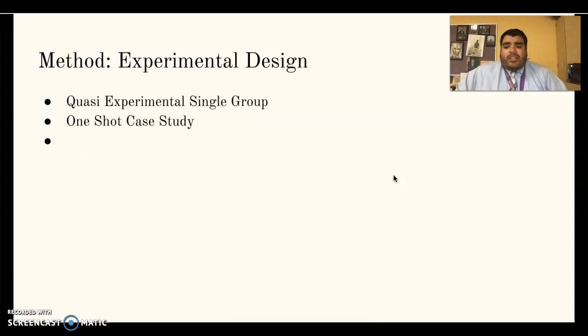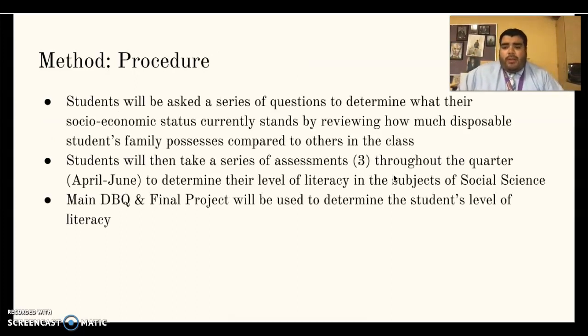The experimental design is a quasi-experimental, single group, one-shot case study. For procedures, we asked students questions to determine their current socioeconomic status by reviewing how much disposable income a student's family possesses compared to other students in class. So basically, I'm trying to see how much disposable income a student's family had in relation to other students in the class.